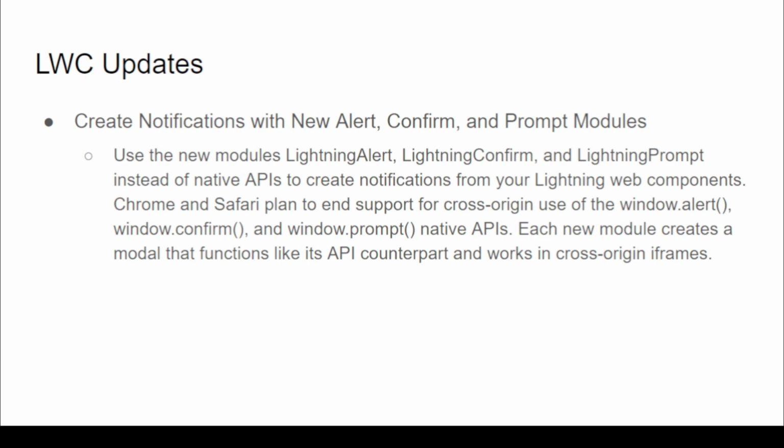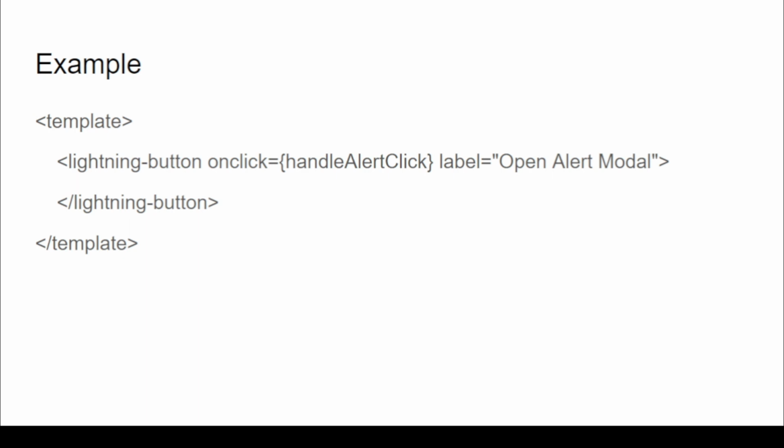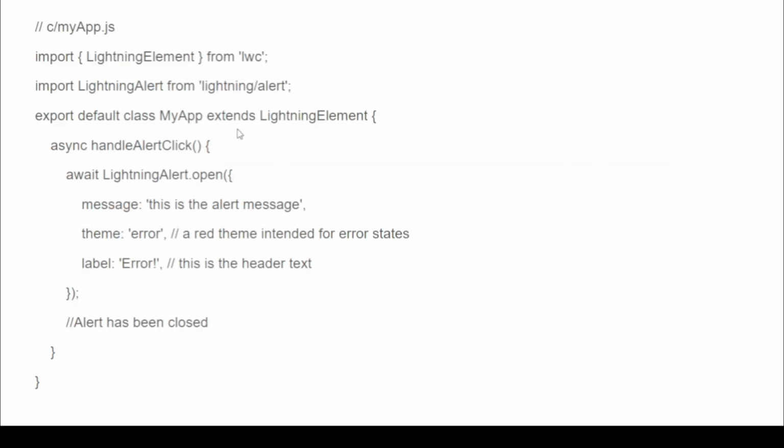So how you could make use of these modules: I have made use of a lightning button, and on click of the button I'm calling a function called handleAlertClick. The label for this button is Open Alert Modal. In handleAlertClick, first of all, you could see that we would be importing LightningAlert from lightning/alert, right?